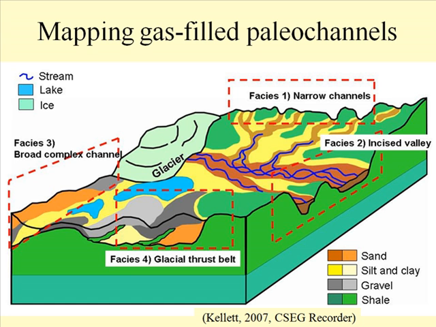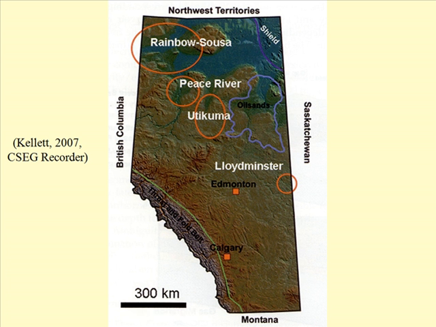So these channels become obscured and therefore paleochannels. You can't see them when you just look at the ground surface, but you can see them if you use some geophysical methods. There are many areas where there are paleochannels in Alberta, and I'm going to be showing you some data that was first published by Richard Kellett in the CSEG Recorder, and this data is from the Utakuma area.